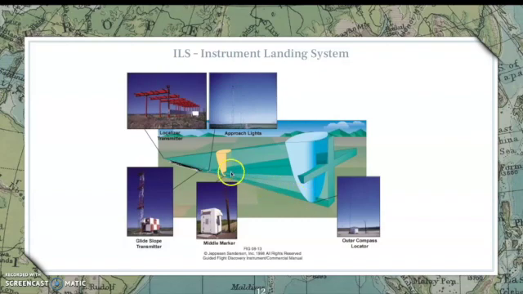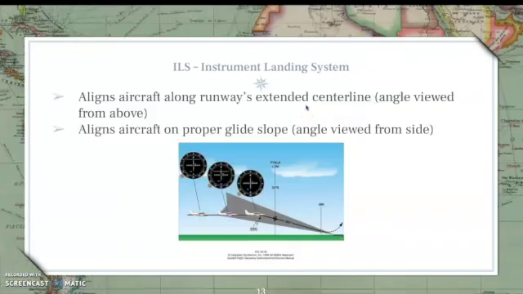They then move to the middle marker, and this is all measured by the glide slope transmitter. We also have a localizer transmitter and approach lights that are all part of the ILS. So the ILS aligns aircraft along the runway's extended center line, and that's an angle when it's viewed from above. And this aligns the aircraft on proper glide slope, which is the angled view from the side.